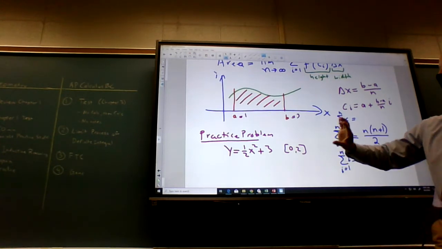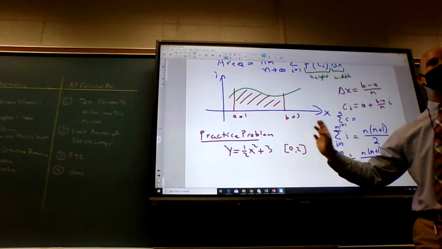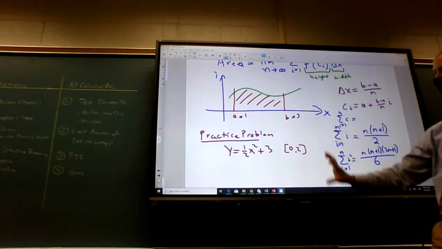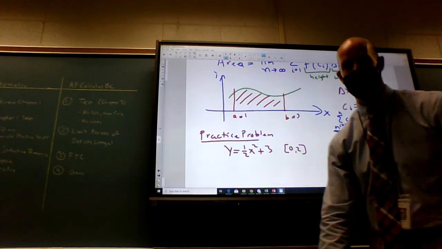All I want you to do is try to do this problem. By the way, you guys already know FTC. You could figure out this answer or use your calculator to figure out the answer. I want to see if you can go through this whole process. Do you think you can try? And then I'll help you if you need it, okay? I'm going to pause the video now.